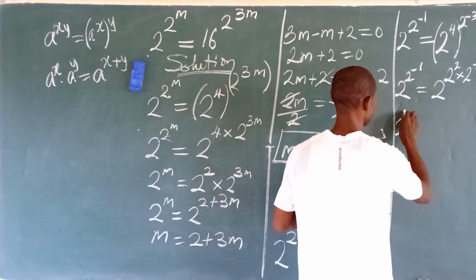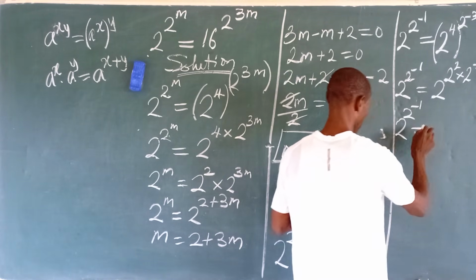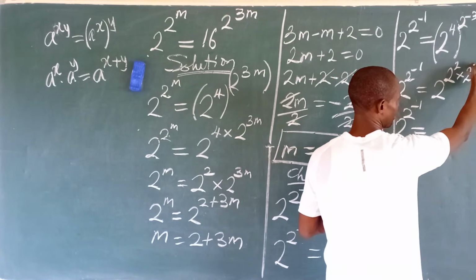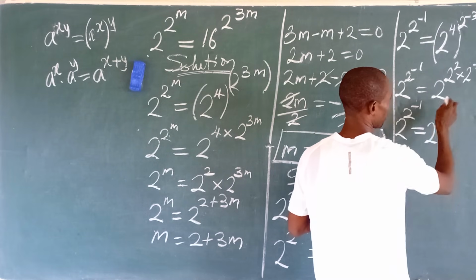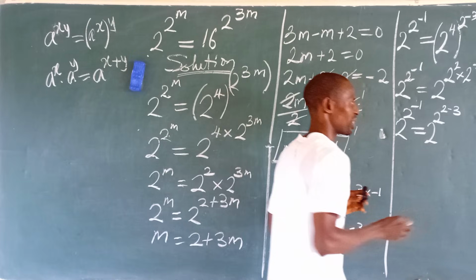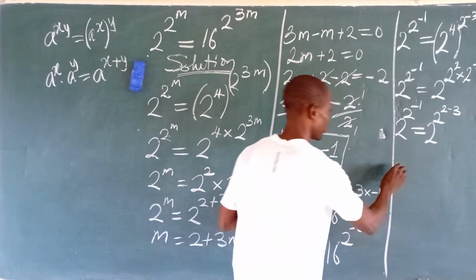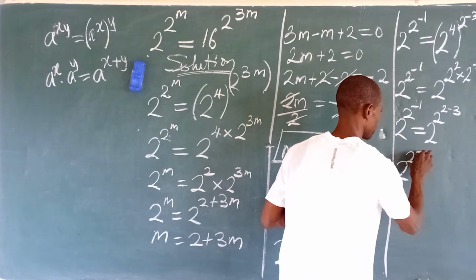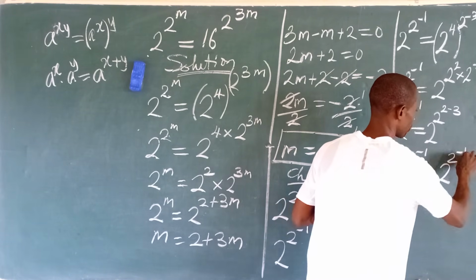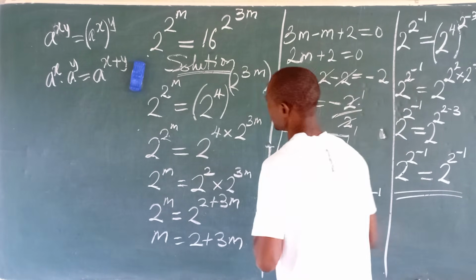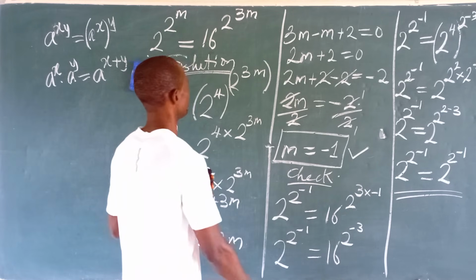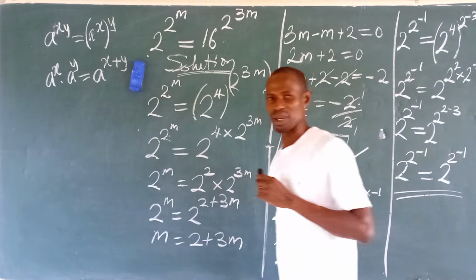So this is going to give us 2 to the power of 2 raised to minus 1 equal to, since the bases are the same, we can add the exponents. We have 2 to the power of 2 minus 3, and 2 minus 3 gives us minus 1. So this gives us 2 to the power of 2 raised to minus 1 equal to 2 to the power of 2 raised to minus 1. This shows that the answer we solved for, minus 1 for m, actually satisfies the original equation.